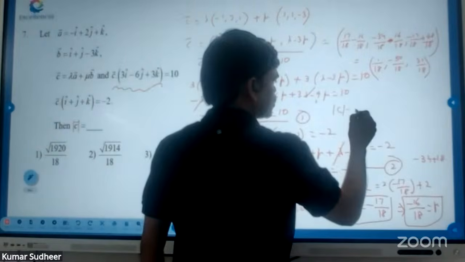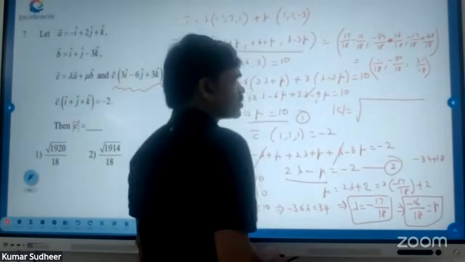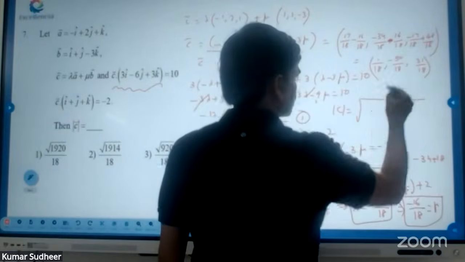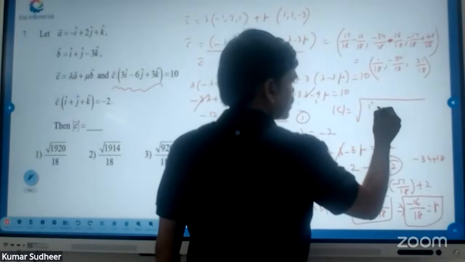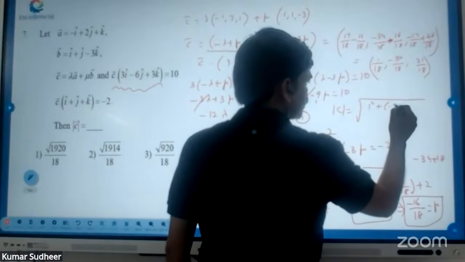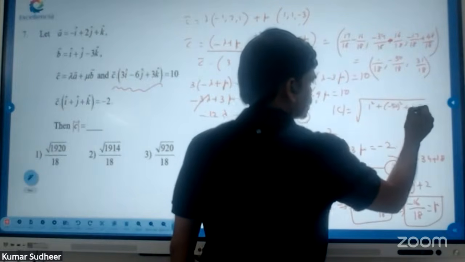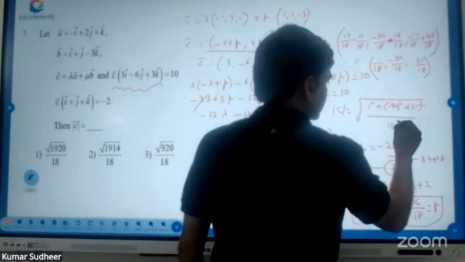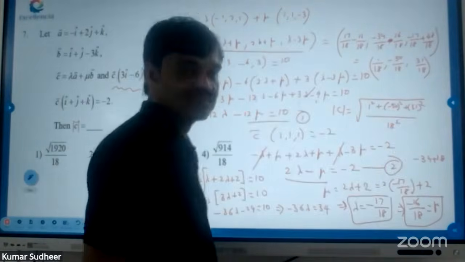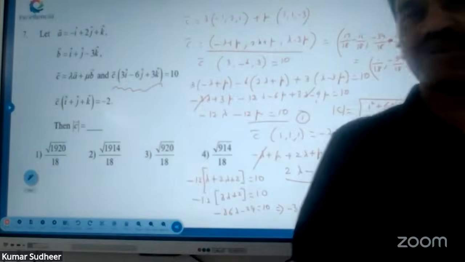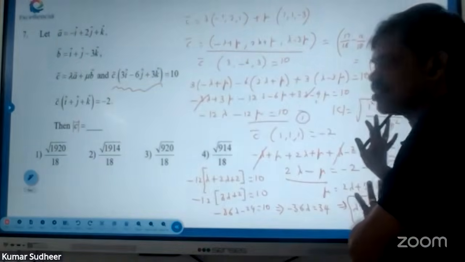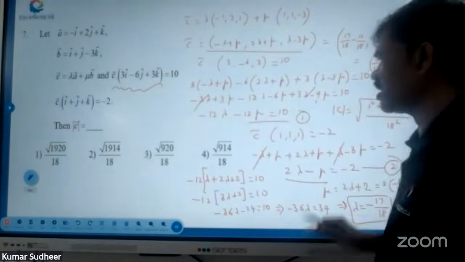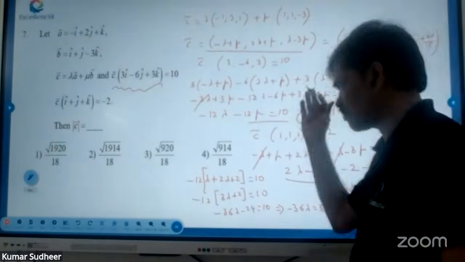So mod C is equal to square root of, how much will come? This is minus 1. So we have 1 squared plus minus 50 whole squared plus 31 squared, by 18. We can get the answer for the question. Okay, so a little calculation is involved. Even though the question is easy, calculation is involved. Very carefully we have to do this question. That's one.